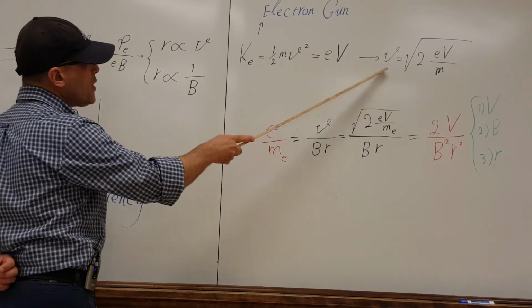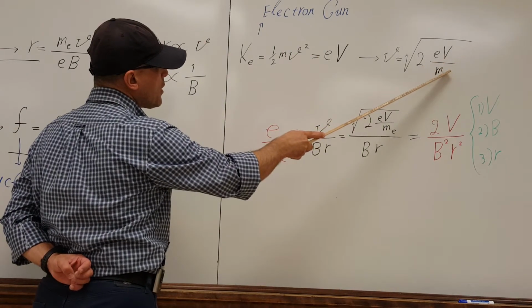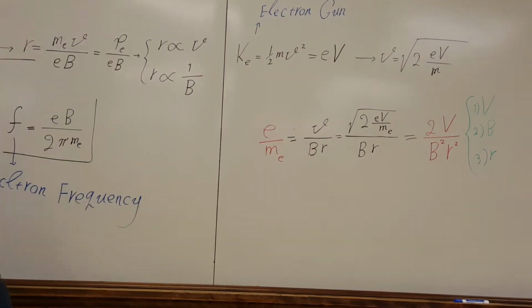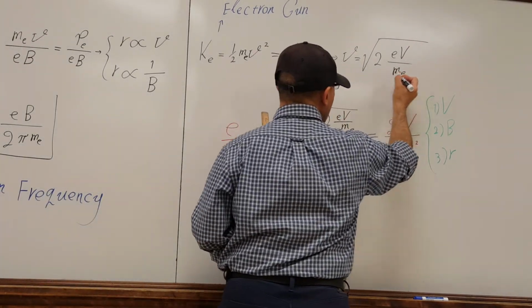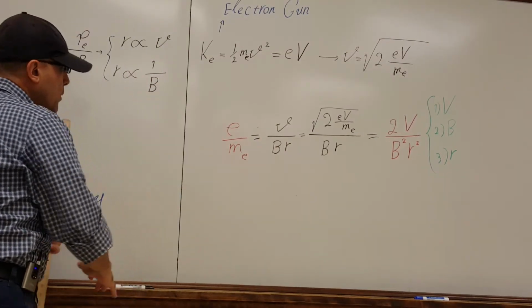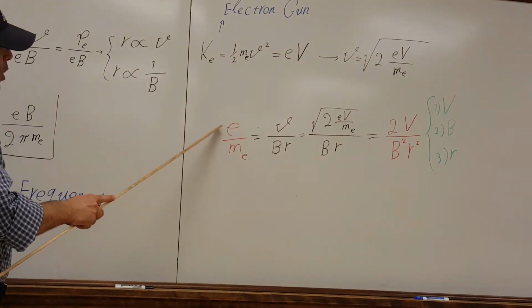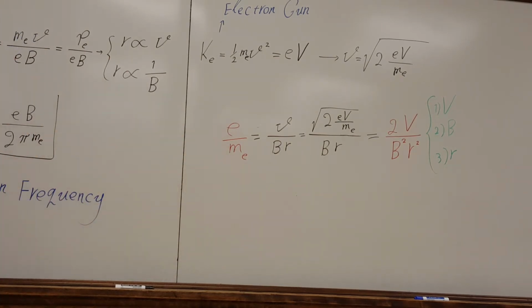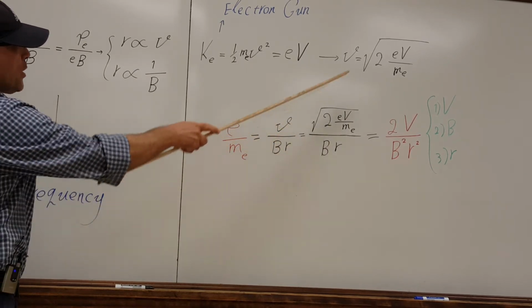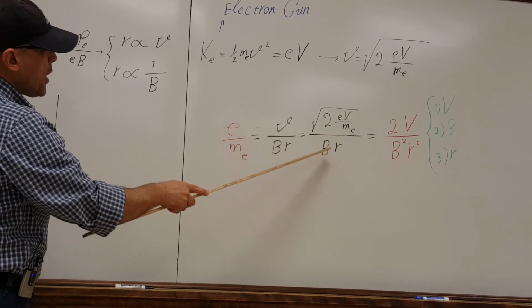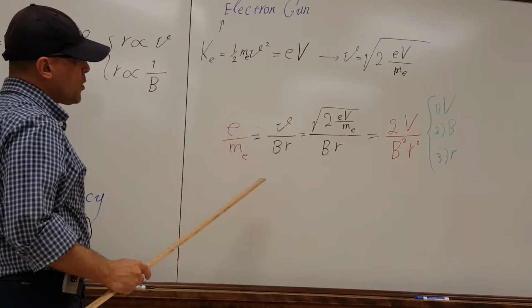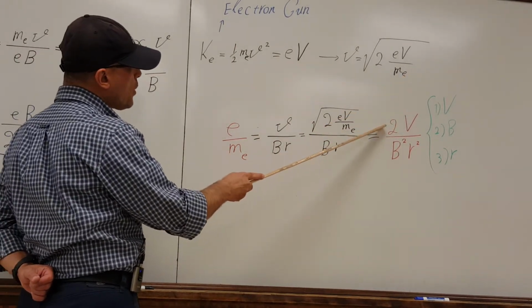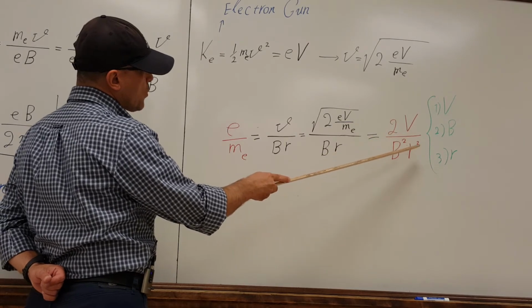So from here, I can find v in terms of the accelerating voltage and the mass of the electron. Let me write it here. So we need this, yeah? Charge to mass. Again, from the earlier equation, I know that e over m is equal to v divided by BR, and I can use v here. I can write that like this. And again, we have another mv here. You can do some manipulation, and you end up with this. This is the final equation: e over m equals 2 times the accelerating voltage divided by B squared r squared.